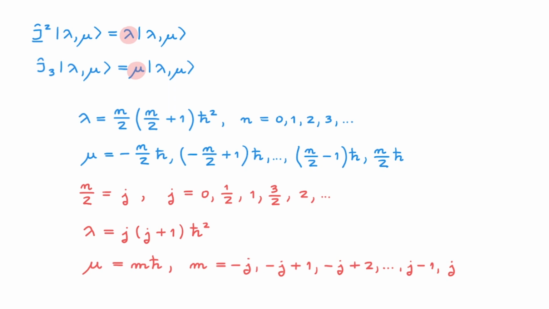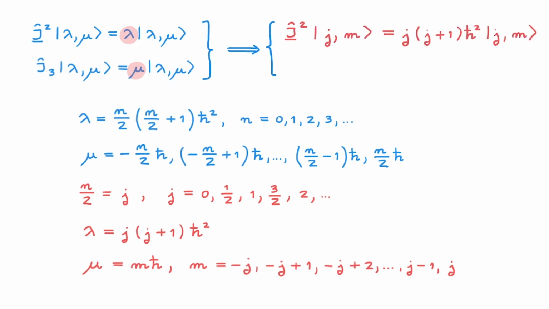We can finally take the original eigenvalue equations with general lambda and mu and write them again using the allowed values of lambda and of mu, where I have relabeled the common eigenstates using the quantum numbers j and m as is usually done. The derivation was a little bit lengthy, but I think it was worth it because now we've demonstrated that angular momentum is indeed quantized.